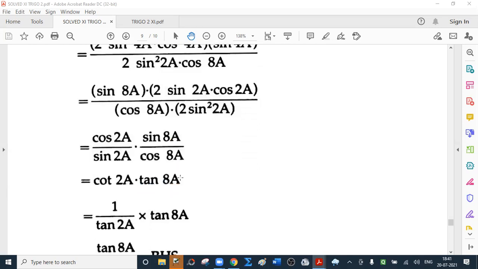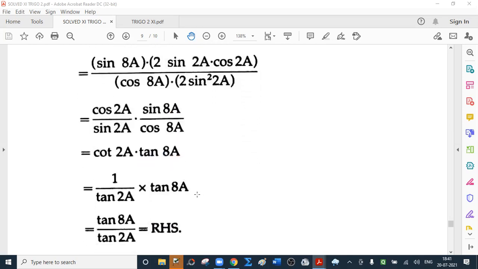Cot 2a is 1 upon tan 2a. So what is the final answer? Tan 8a upon tan 2a, which is nothing but right hand side.